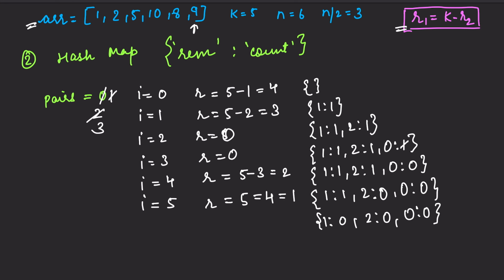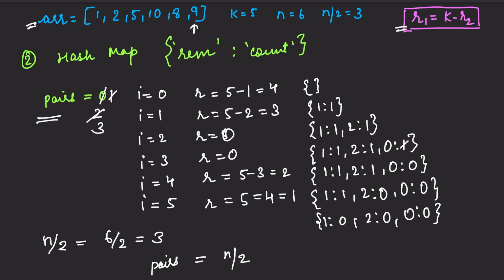So now we check whether the pairs value is equal to n by 2 or not. Our n was 6 and n by 2 will be 3. So yes, the number of pairs is equal to n by 2. So now we return true.